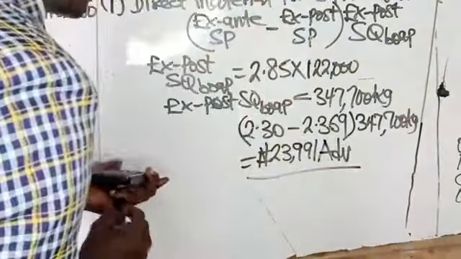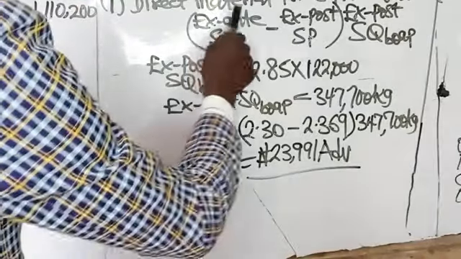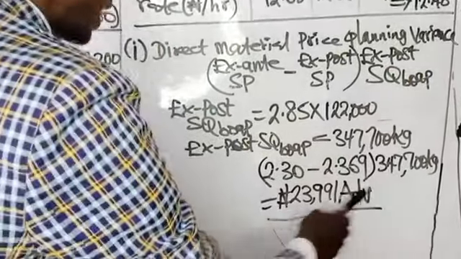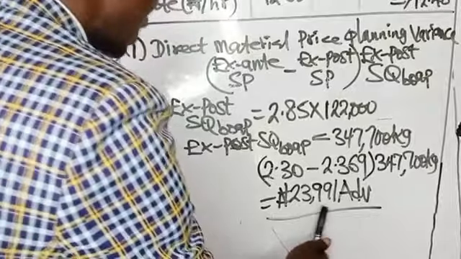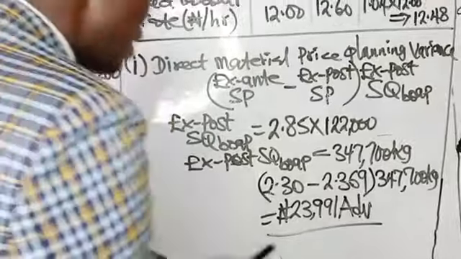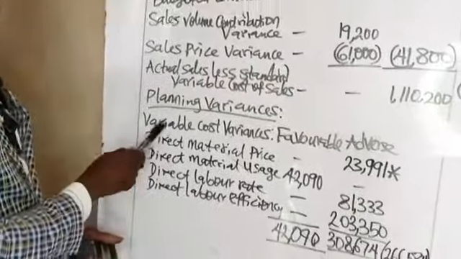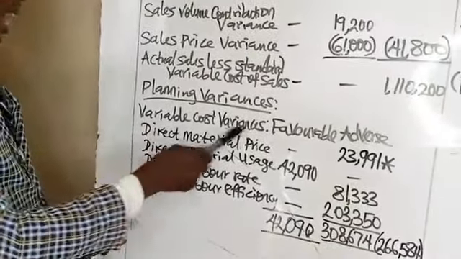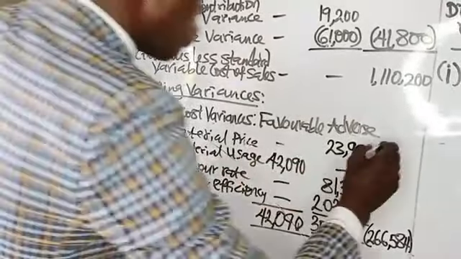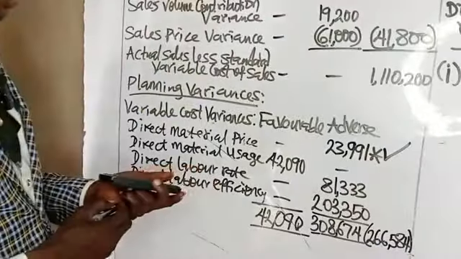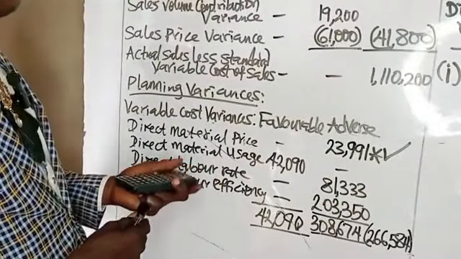That is direct material price planning variance, 23,991 adverse. Let's compare this figure with the amount given in the question to see if they tally. Yes, in our question, you were given the direct material price variance of 23,991, which is the same as the result obtained. So that is correct.